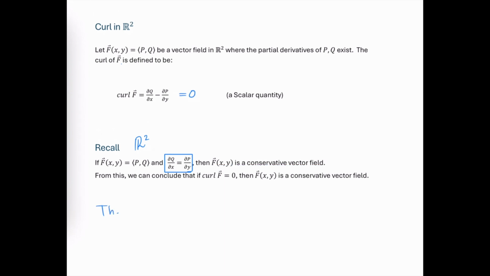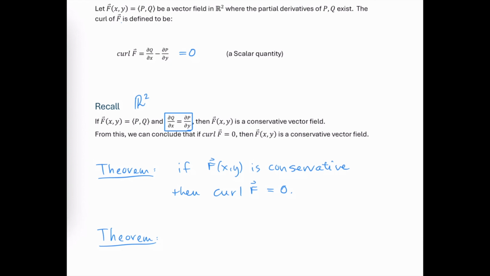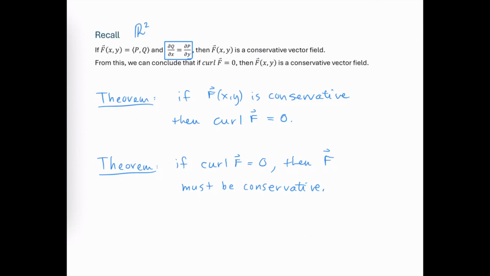This then actually leads us to a theorem which says that if we have a conservative vector field, then the curl of that conservative vector field is going to turn out to be 0. And as it turns out, the converse is also true, that if the curl of a vector field is 0, then that vector field must have been conservative. But we should probably make note of the fact that this converse is only true if the domain of our vector field is simply connected, meaning that there are no holes in it.